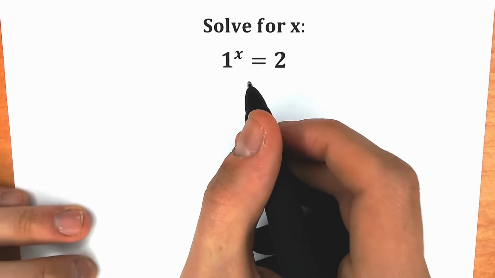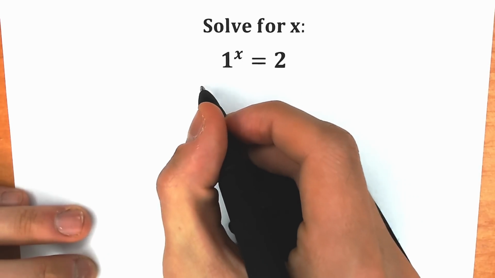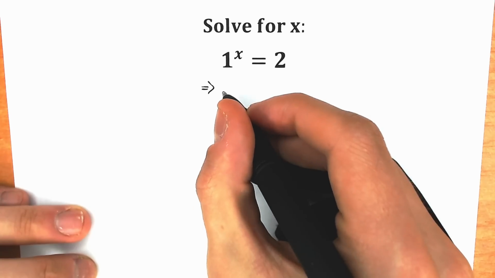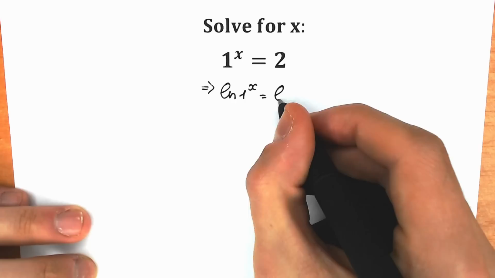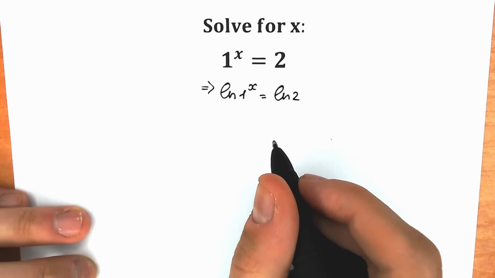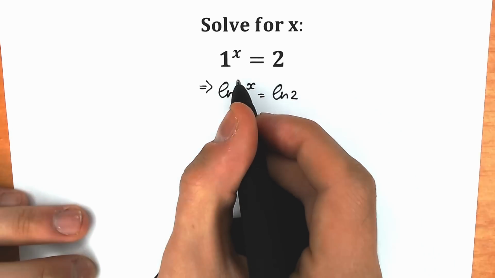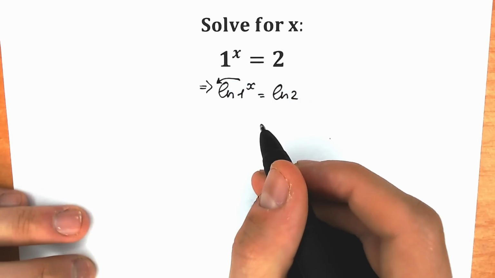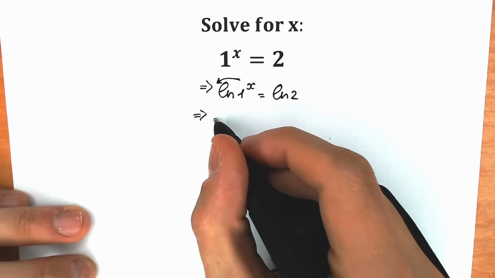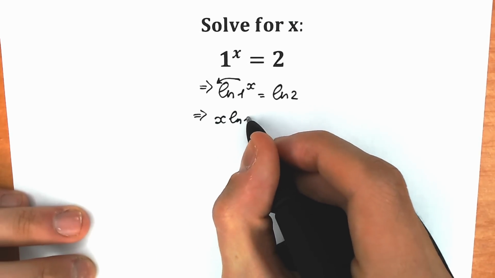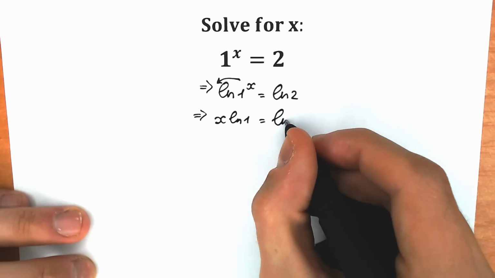So first of all, let's apply natural log on both sides. Let's do this right now. When we apply natural log on the left side, we have natural log of 1 to the x equal to natural log 2. Right now, according to a log property, this x will come down, so we can write it in front, because this is the main log property. As a result, what do we have? x times natural log 1 equal to natural log 2.